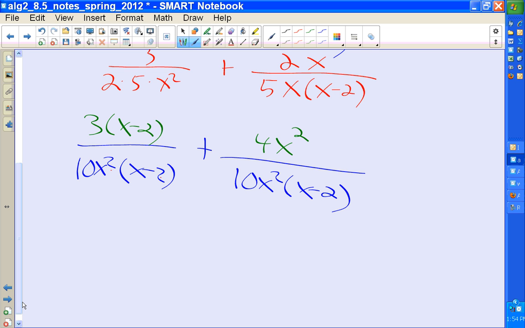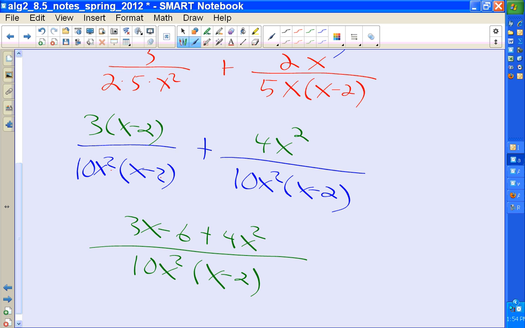So now, when we combine on the top, we're going to have 3x minus 6 plus 4x squared over 10x squared times x minus 2. How did I get the green? Well, I didn't factor it out because this was already factored. I distributed to get rid of the parentheses and then added the 4x squared over the LCD. The denominator doesn't change.